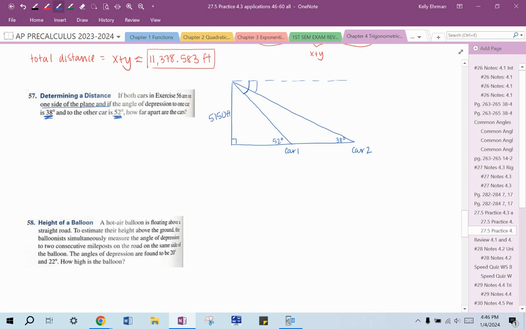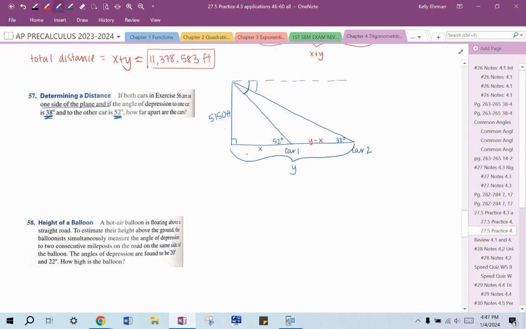All right, I'm still going to call this side x, this short side, but I don't want to say that this is y, like between car 1 and car 2, because that's not a right triangle. The larger leg for that 38-degree angle is this entire distance. So let's call that y. And then to get my solution, the distance between the two cars is going to be whatever y is minus whatever x is.